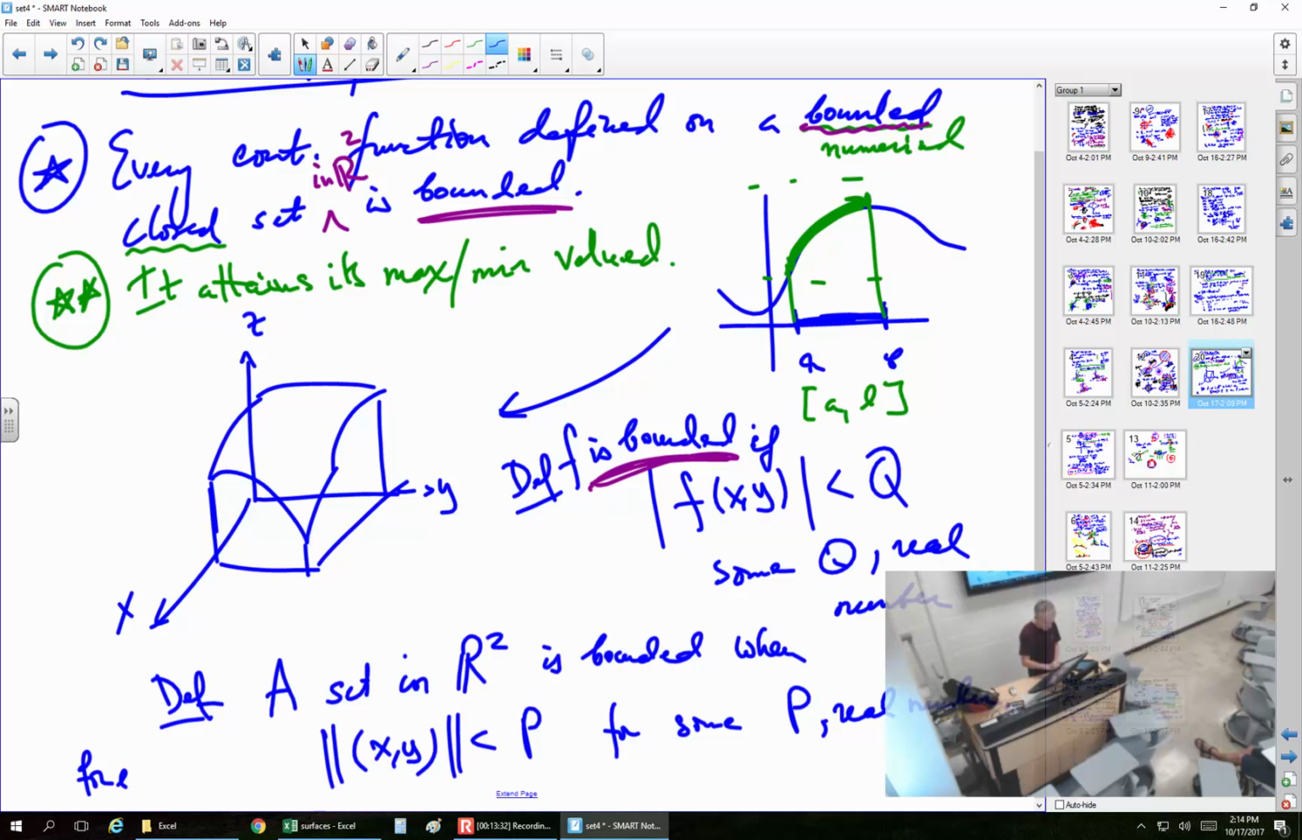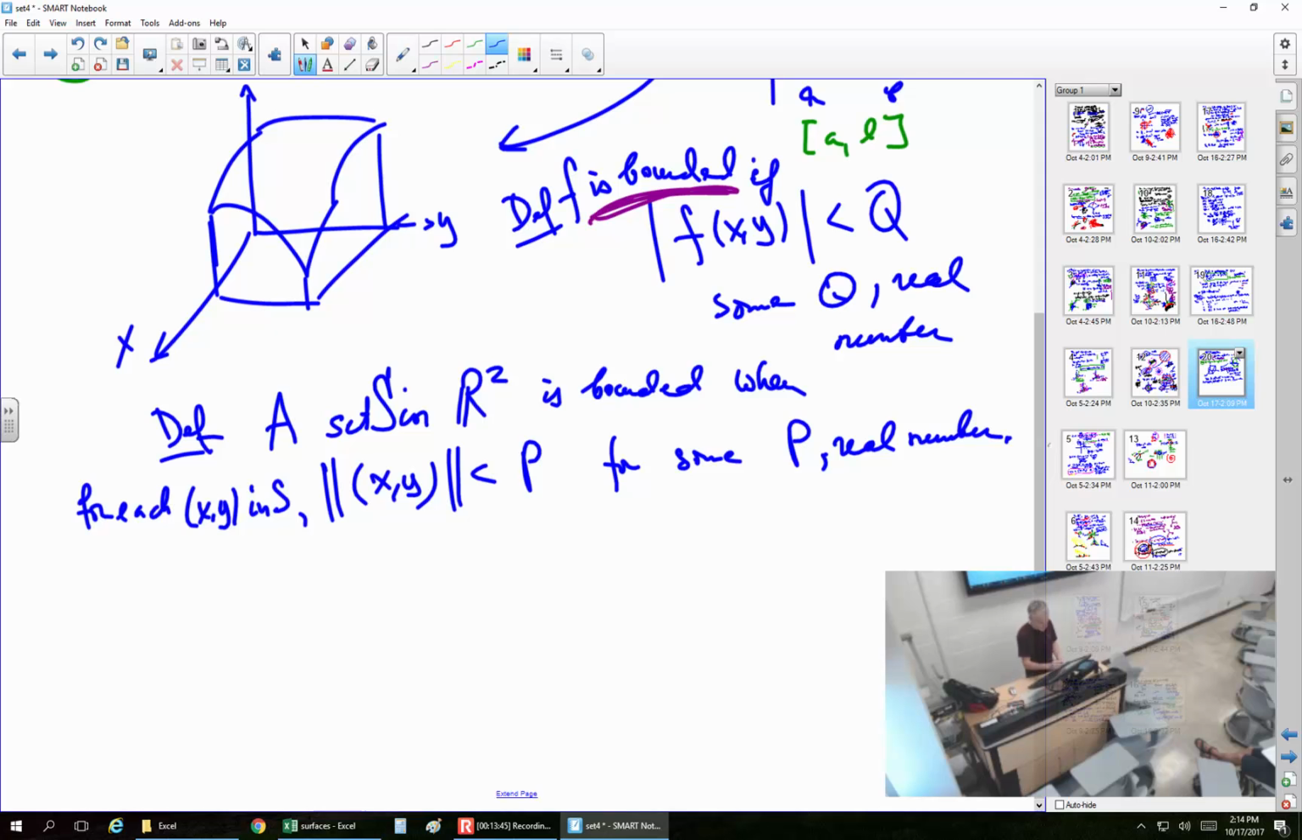For each (x, y) in the set S. Okay, so some sets are bounded, some are not. So say the x's are unbounded.